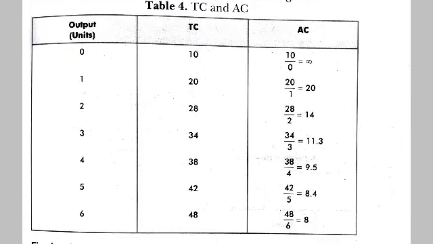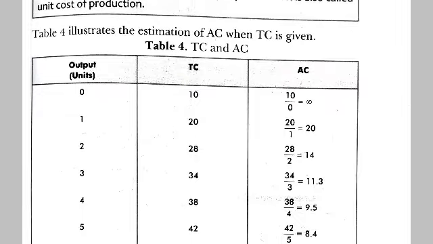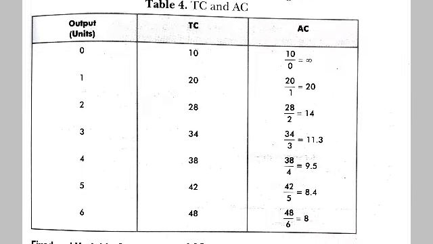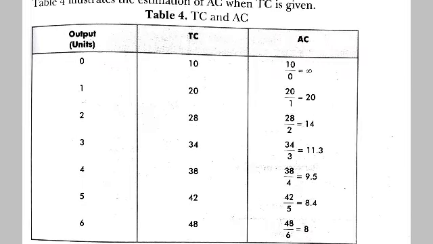Now you can look at this table. It shows the behavior of total cost and average cost. Now when output is 0, total cost is still 10, because the total cost contains the component of total fixed cost.